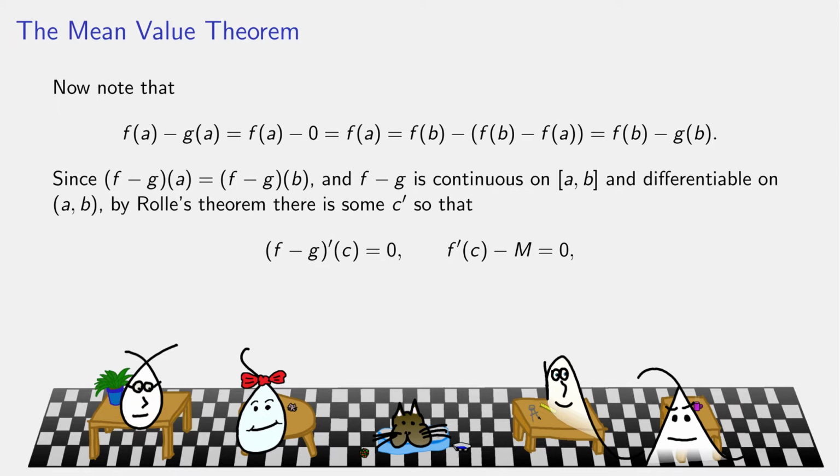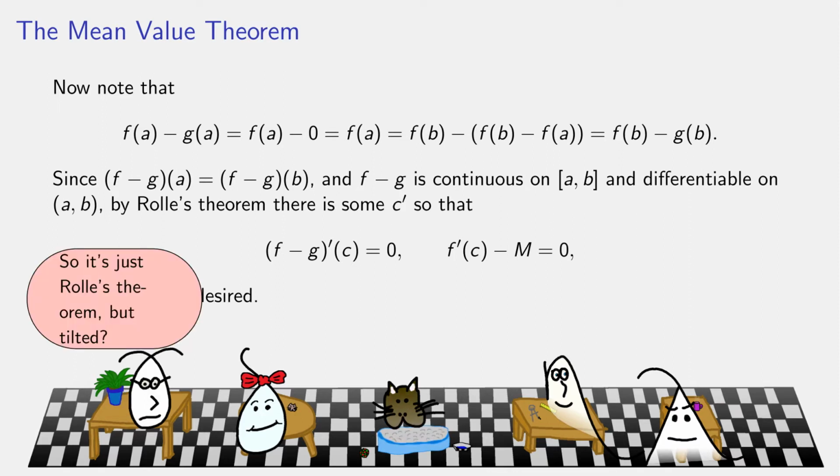So I will find some point on the inside, and I'll call it c, where the derivative of f minus g is equal to 0. But the derivative of f minus g is just f prime minus g prime, and g prime is exactly the constant m. And now if I just add m to both sides, we get some point on the inside where the derivative of f is m, which was our goal.